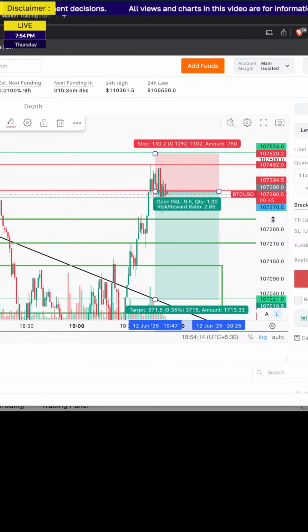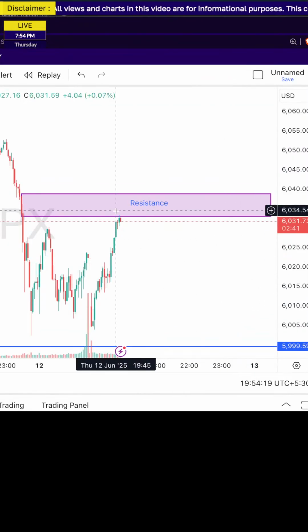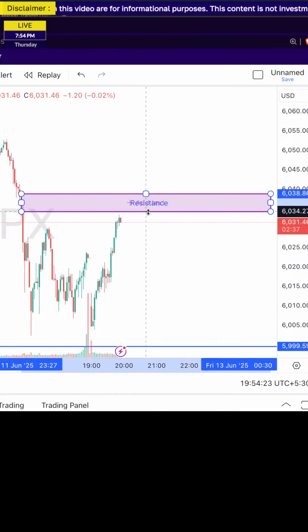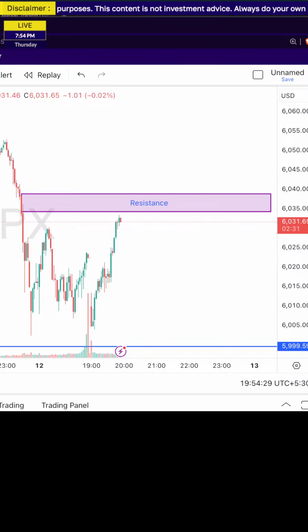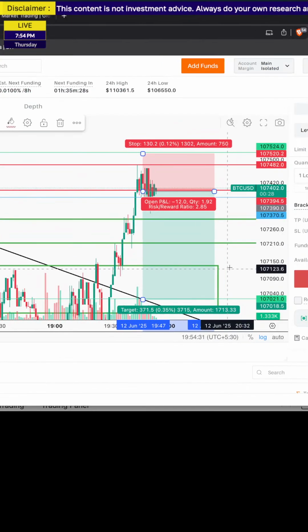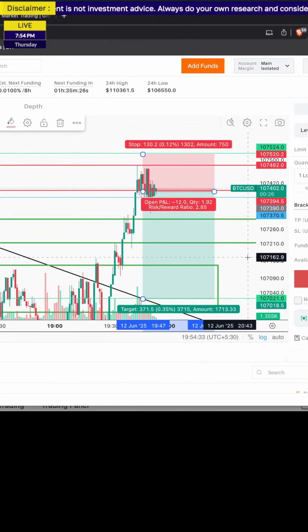I need to see how BTC reacts since little above. Since S&P 500 is coming to the resistance, I want to see how BTC also reacts near that zone.